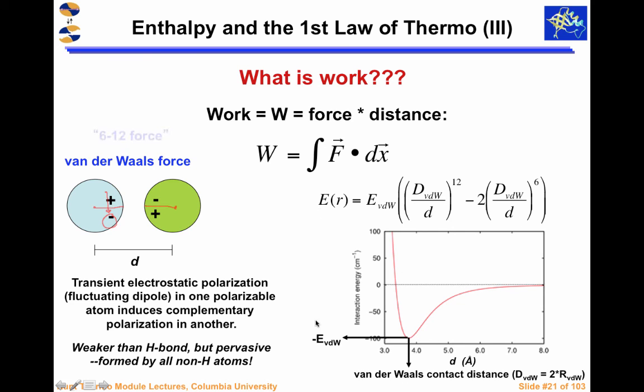And again, that's because of the favorable electrostatic interaction between the transient, sorry, I'm going to move back here a moment. Right, so negative here means favorable electrostatic interaction energy, and that's because of the favorable electrostatic interactions between these induced dipoles. It's because the dipole in one atom induces a complementary dipole in the other atom, where you have favorable electrostatic interactions between the dipoles.